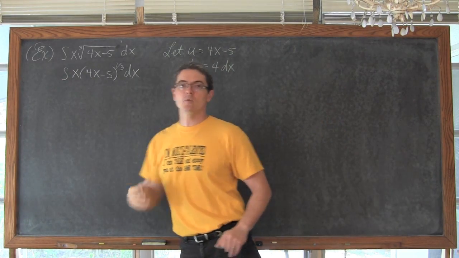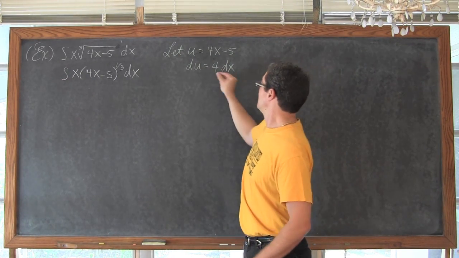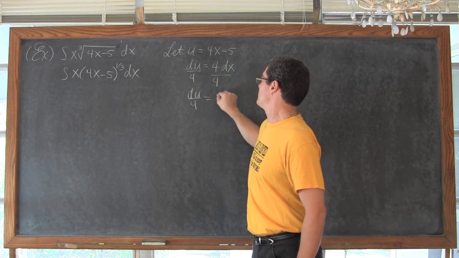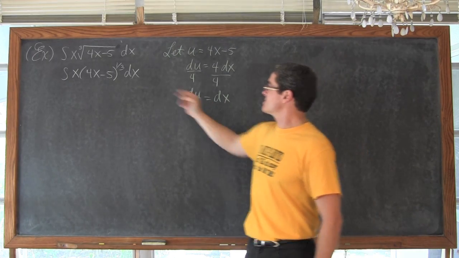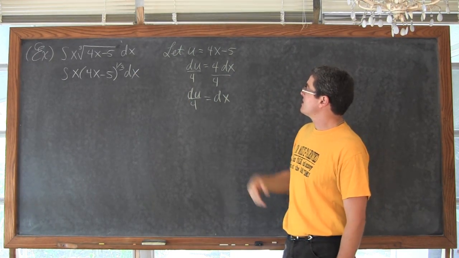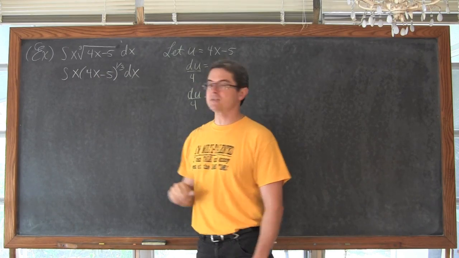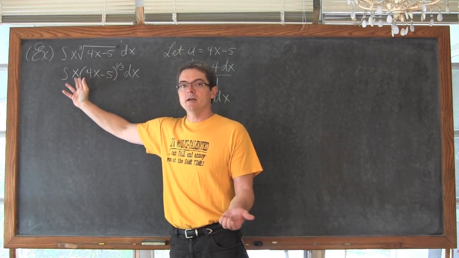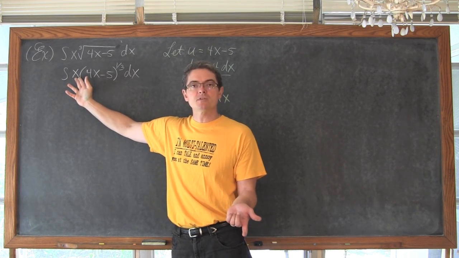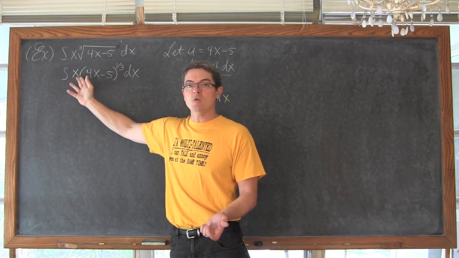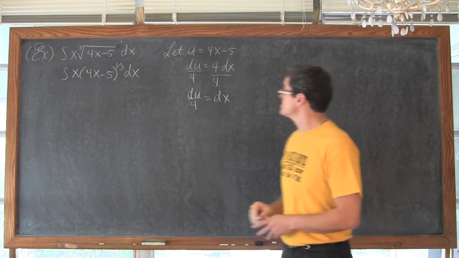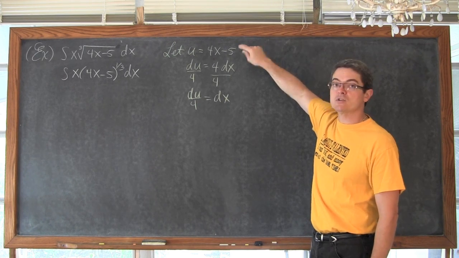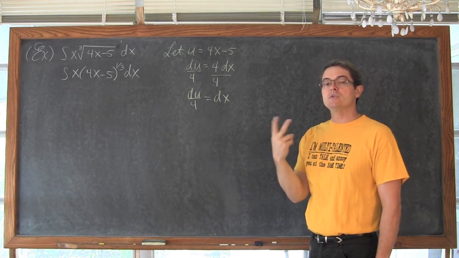I don't have a 4 over here, but we can deal with that. We can just divide this by 4. And we have du over 4 equals dx. So I can take the dx out and plug in du over 4. I can take the 4x minus 5 out and replace that with u, but any ideas about this x? I don't have any substitutions yet that are going to allow me to get rid of that reference of x. Well, basically what we're going to have to do is use this first equation here in 2 substitutions.